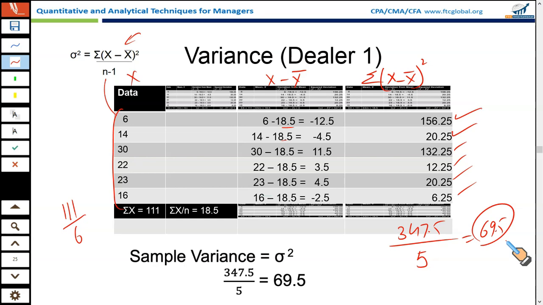And it measures how much the numbers in a set differ from the average, or the mean, of the set. Let us calculate this for dealer 2 also. But before we do this, there is another concept called standard deviation, which is nothing special.